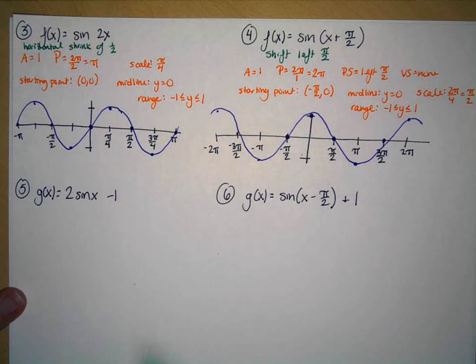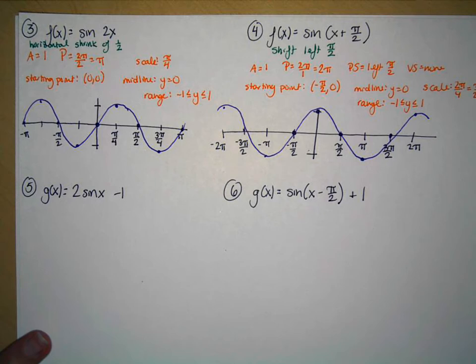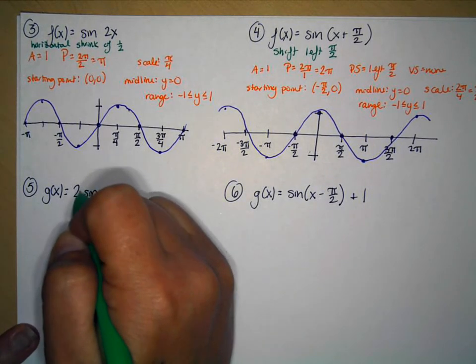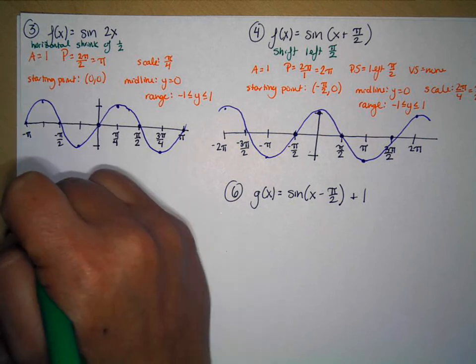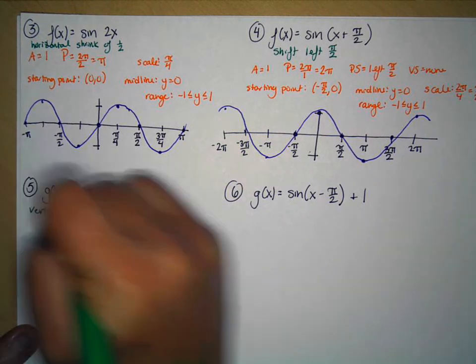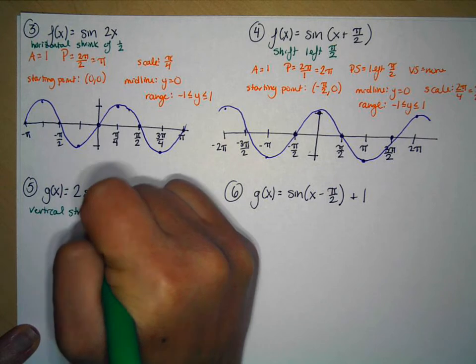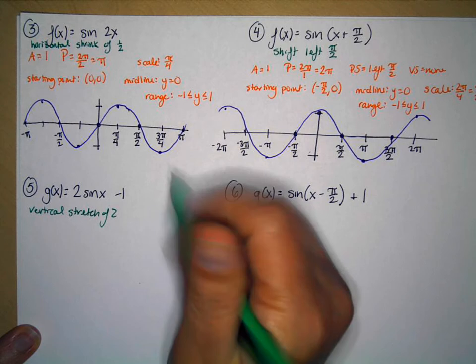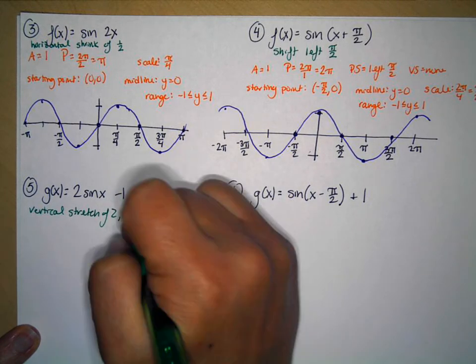All right, so if I was going to describe my transformations, in example 5 here, g of x equals 2 sine x minus 1. We're multiplying by 2 out in front, so that would be a vertical stretch of 2. And the minus 1 is not inside parentheses, so that would be a vertical shift, so we have a shift down 1.